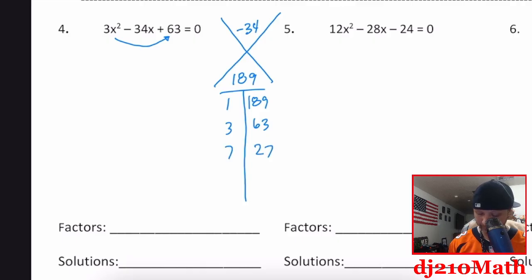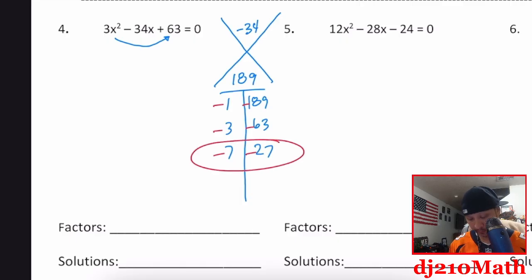7 times 27. I'm actually going to stop there, only because I can already see it. 7 and 27, when I add them together, I can make 34. But it's negative 34. So remember, you're multiplying two numbers together. Has to equal positive 189. So both sides have to be negative, right? Because a negative times a negative is a positive. You add the two negatives together, it equals a negative. So it's going to be negative 7 and negative 27, right? You add those together, it gets negative 34.